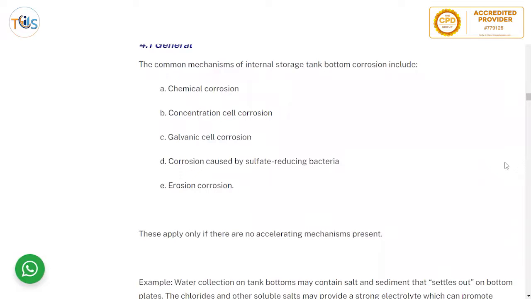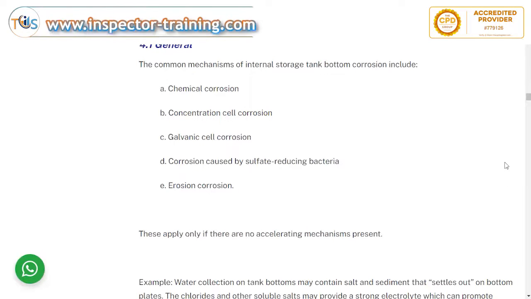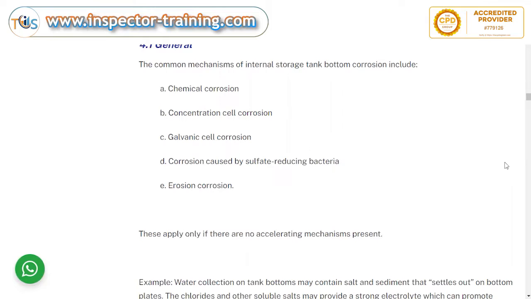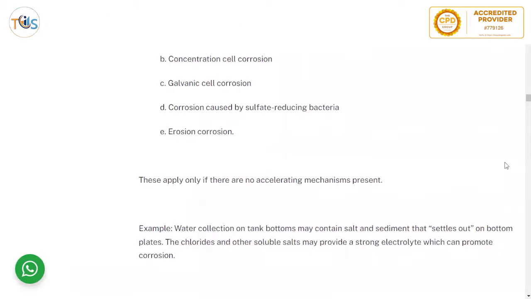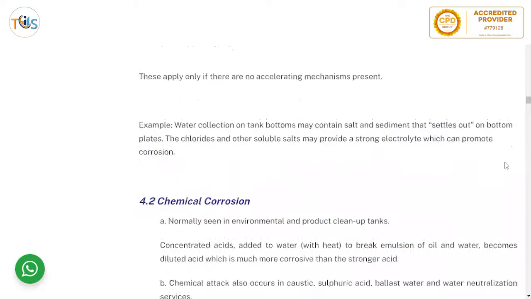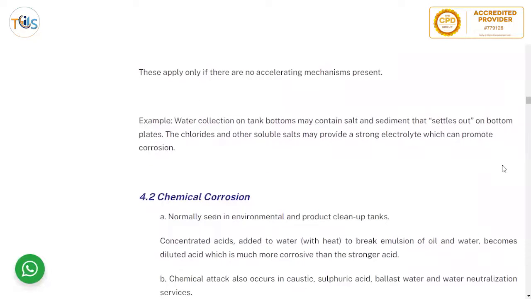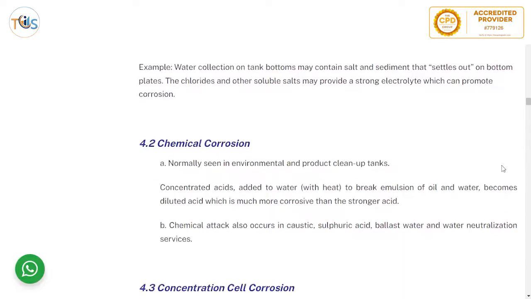The common mechanisms of internal storage tank bottom corrosion include chemical corrosion, concentration cell corrosion, galvanic cell corrosion, corrosion caused by sulfate-reducing bacteria, and erosion corrosion. These apply only if there are no accelerating mechanisms present. For example, water collection on tank bottoms may contain salt and sediment that settles out on bottom plates. The chlorides and other soluble salts may provide a strong electrolyte which can promote corrosion.